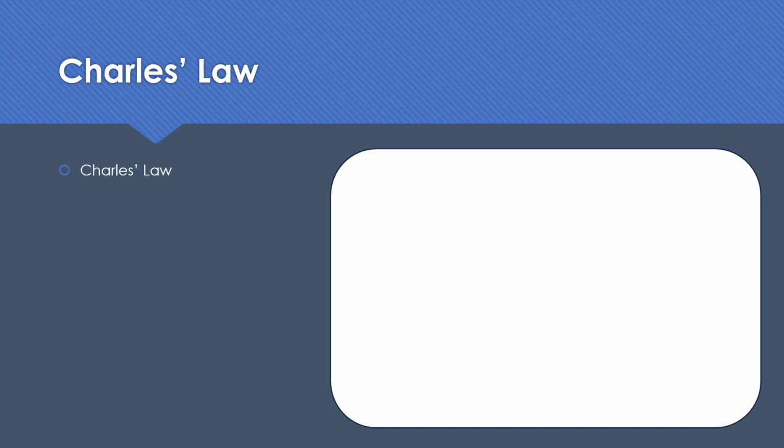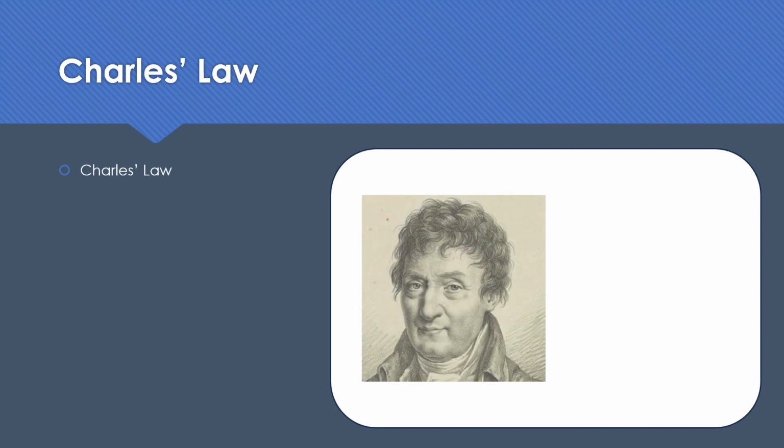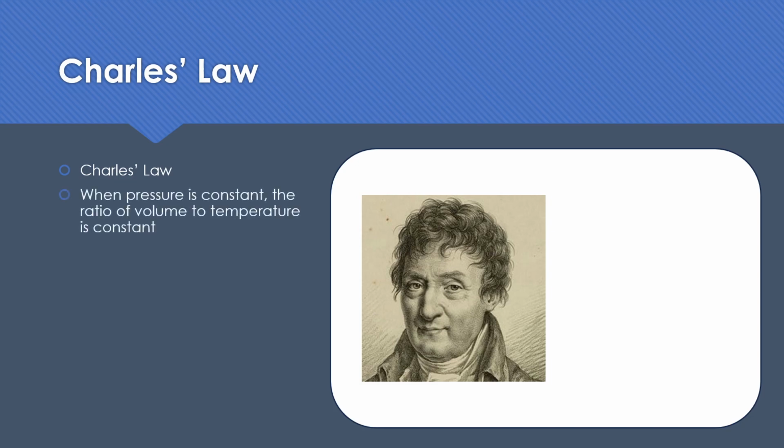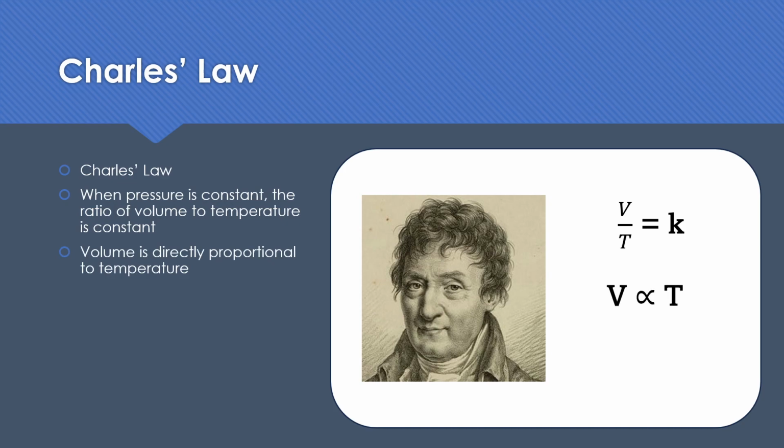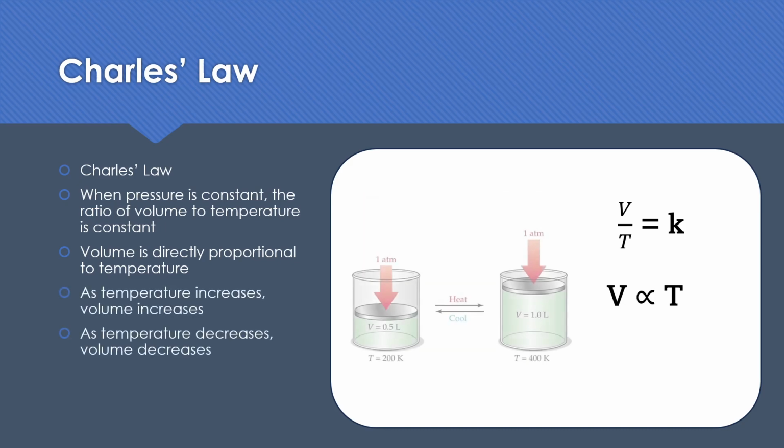Charles' law, next law. Charles' law, this is a French guy, I'm pretty sure, Jacques Charles, I believe. When pressure is constant, the ratio of the volume to the temperature is constant, or volume divided by temperature is constant. And this is saying that volume is directly proportional to temperature. So as temperature increases, volume increases. As temperature decreases, volume decreases. And so on and so forth.